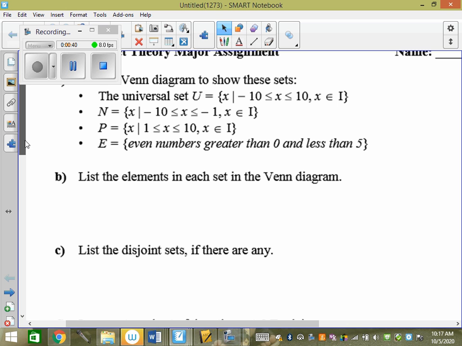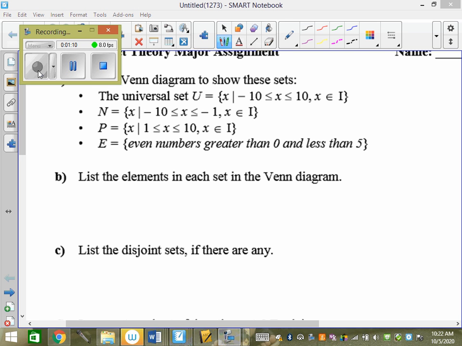The universal set is the integers, so not decimals, from -10 to 10 inclusive. N represents all those. P represents all those. E represents even numbers greater than 0 and less than 5. And you have to figure out which ones overlap when you go to draw the Venn diagram. We're just going to draw the Venn diagram, nothing else yet. You can list the elements first if you want. That's what I would do.